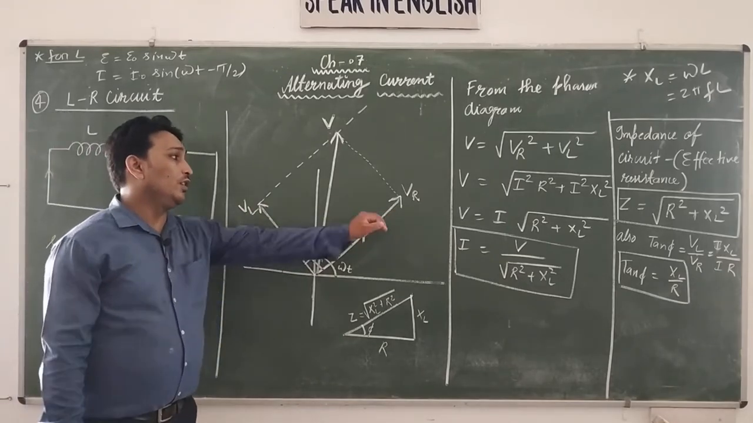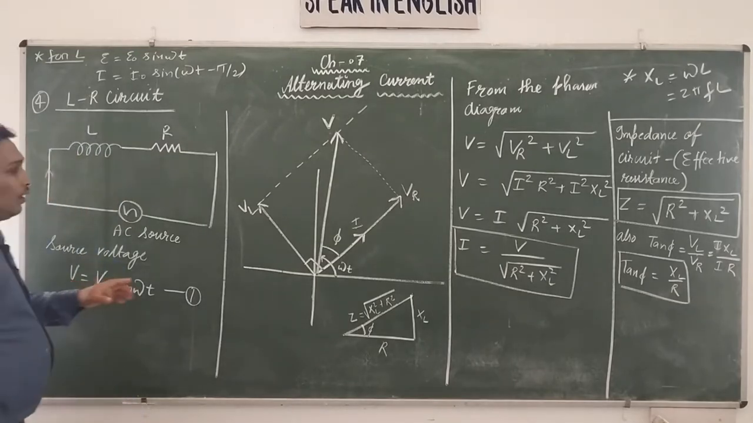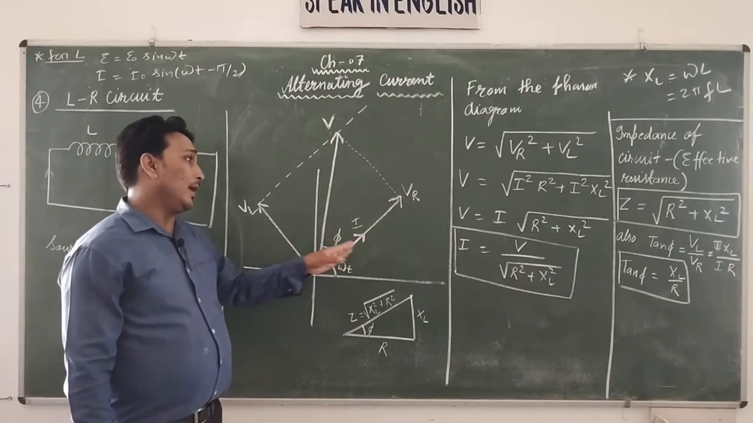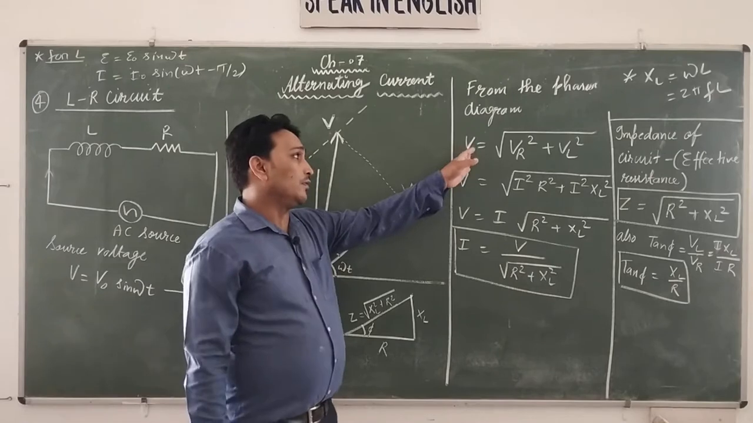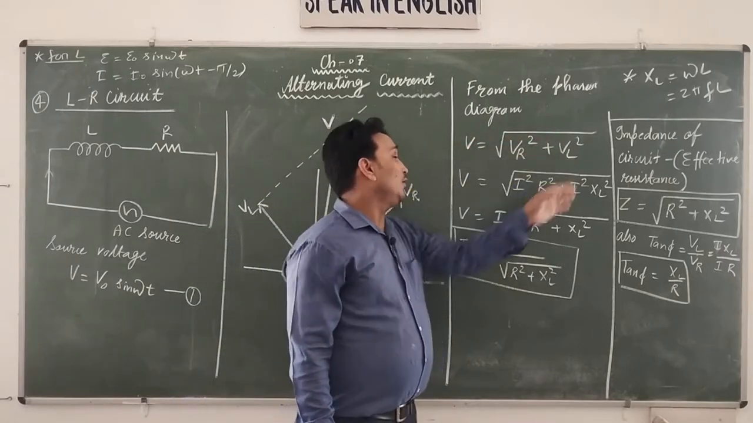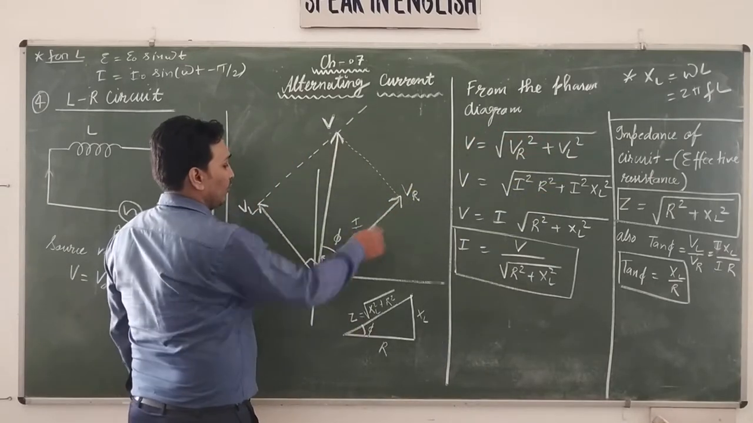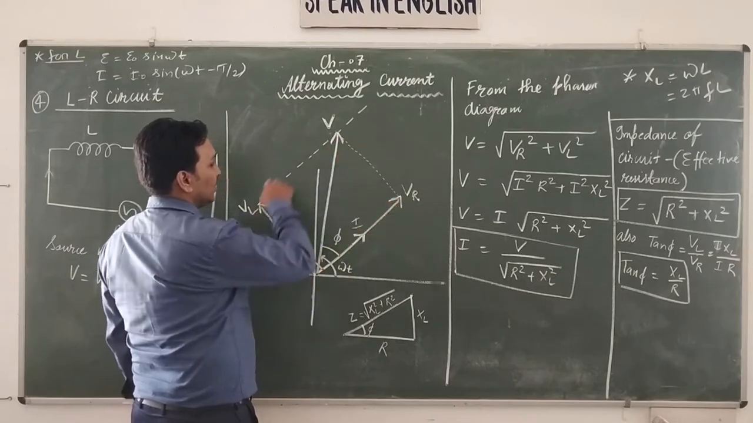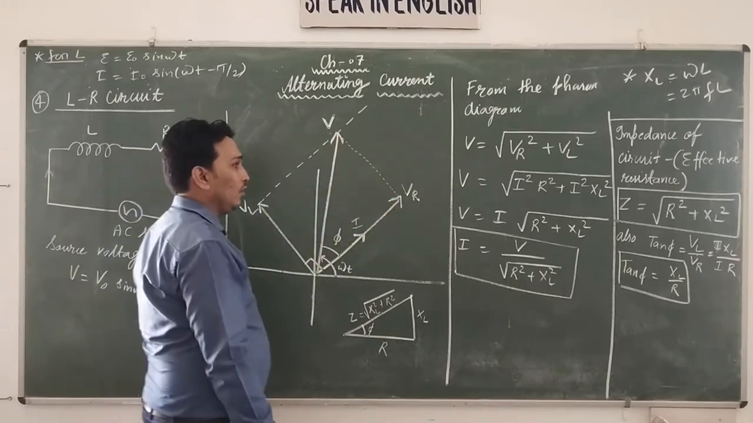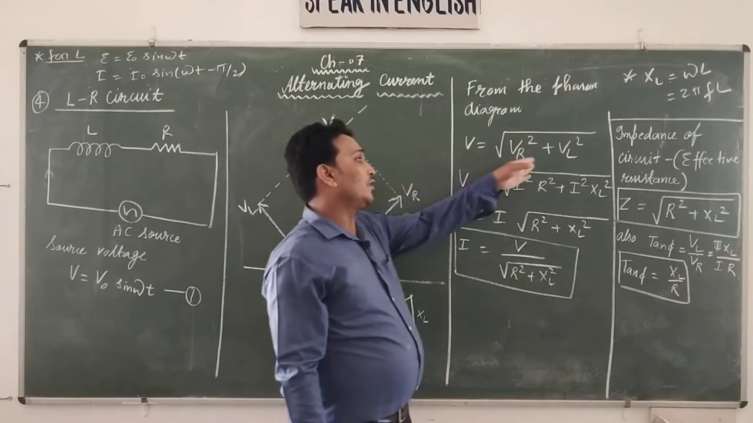The resultant of these must be equal to V. We have used the parallelogram law, and from the figure we have got V is equal to under root VR square plus VL square. This is the parallelogram law. This is a parallelogram which is a right angle, so for the diagonal of it, we can write VR square plus VL square.